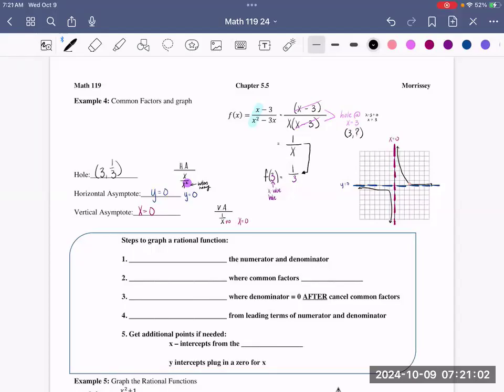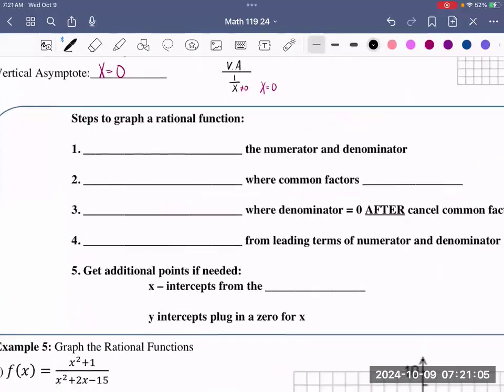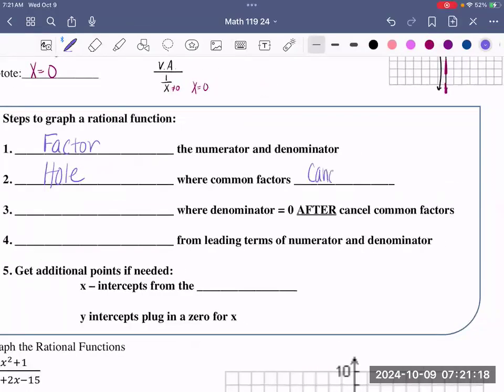So it says steps to graph the rational functions. So step 1, you want to make sure that everything is fully factored. Step 2, you could have a hole where the common factors cancel. You also have a vertical asymptote where any sort of denominators are equal to 0 after you've canceled common factors. And you could have a horizontal asymptote from the leading term of your numerator and your denominator.